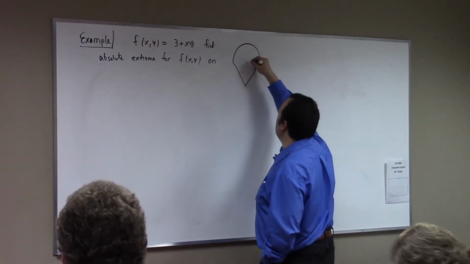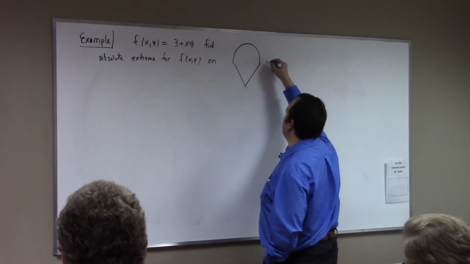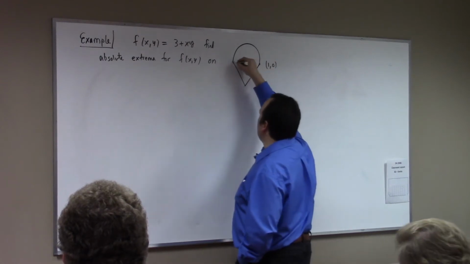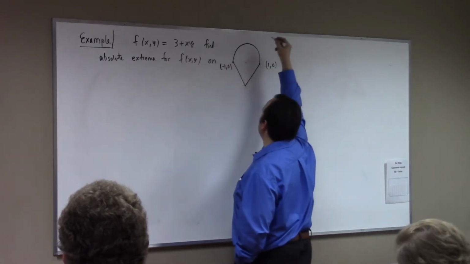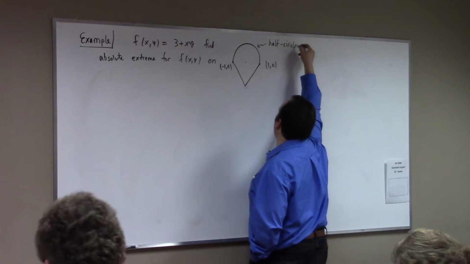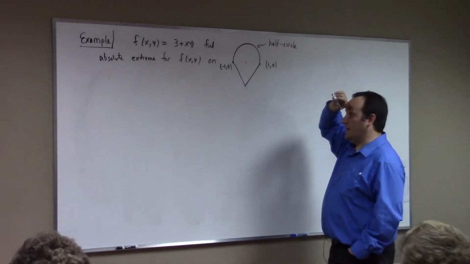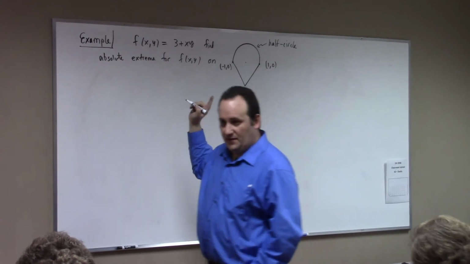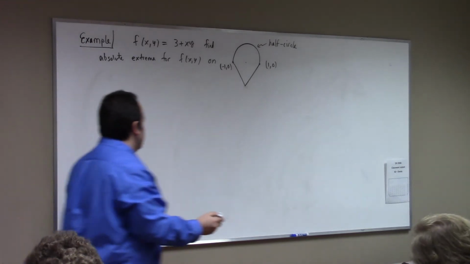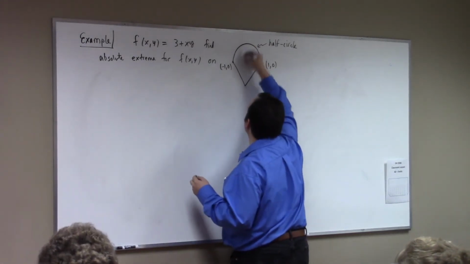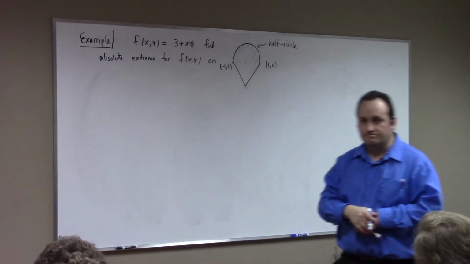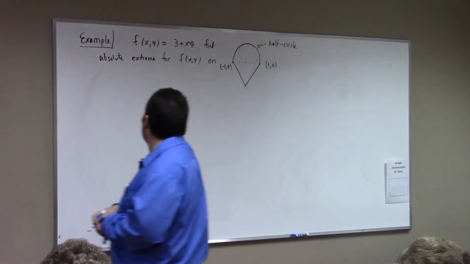All right, so here, I'll keep it relatively simple. This point will be 1, 0. This point over here, minus 1, 0. And this is a half circle. Right? So I want to find out what's the absolute max and min of that function on that snow cone looking thing. Let me shade it. So the boundary here.